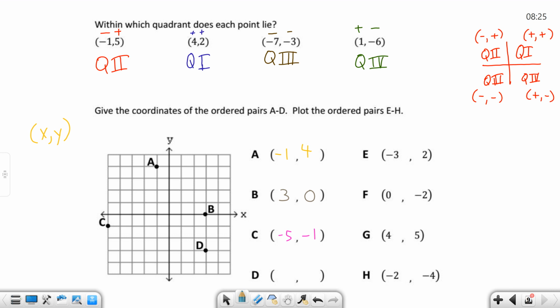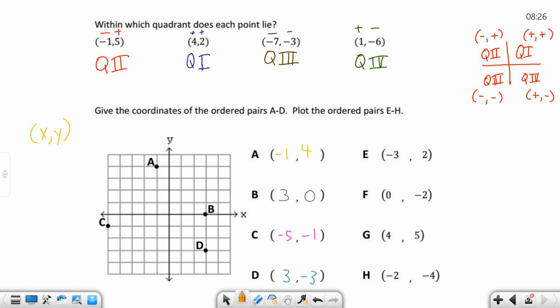So what about D? D's in the fourth quadrant, so it should be positive and negative. So let's look at it. Where does it cross the x-axis? Well, the same place that B did, which is 1, 2, 3, right? So it's at x equals 3. What about the y value? Well, it's down here, which is -1, -2, -3. So it's -3. So 3 comma -3 for the point D.